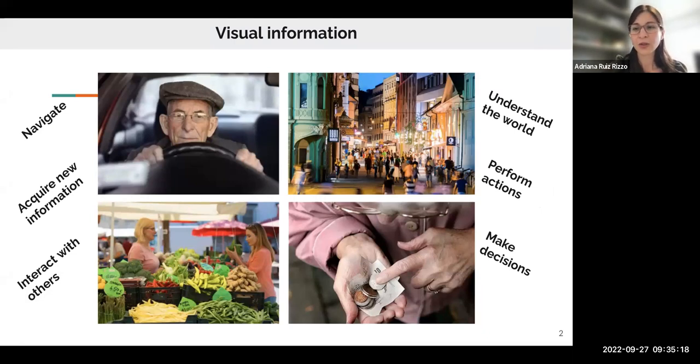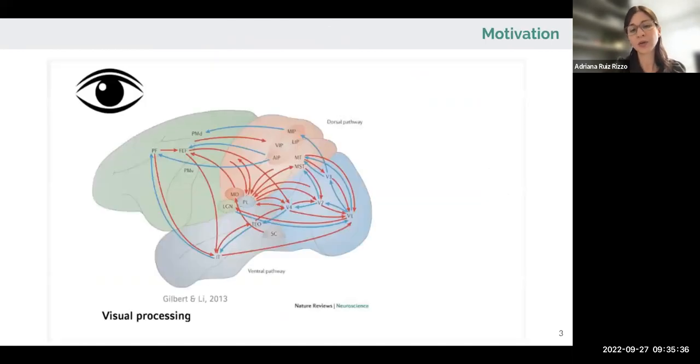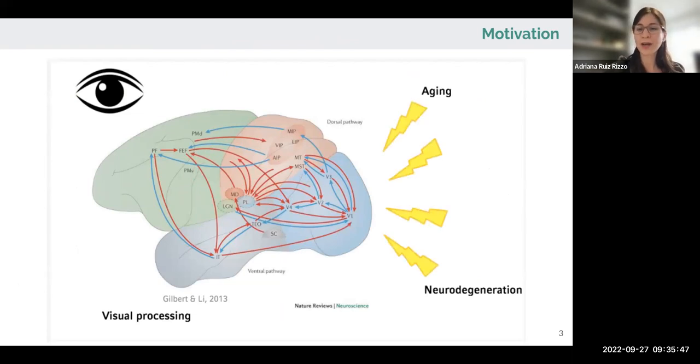Visual information is crucial for many activities of daily living. It is important for navigating the world, for acquiring new information, interacting with others, understanding the world, like when we see signs and symbols, performing actions or making decisions. And it is also not surprising because we are a visual species. If we see, almost all of our brain is devoted to visual processing. And that's why it is also not surprising that processes like aging or neurodegeneration that are also distributed processes can impair visual processing at some point.